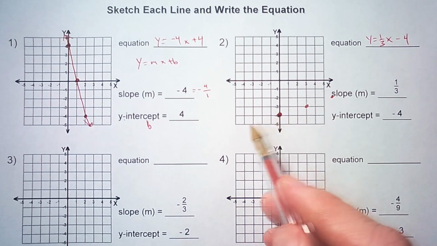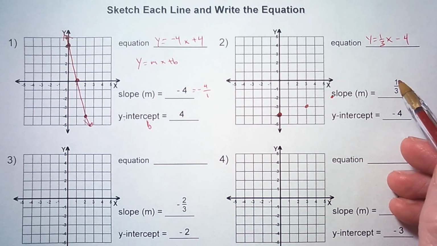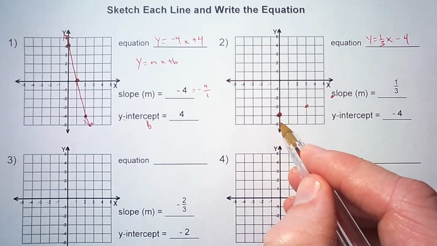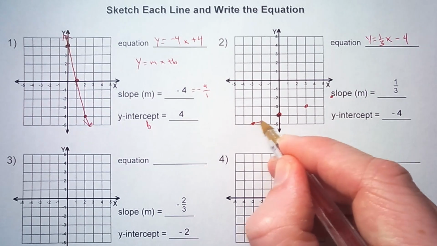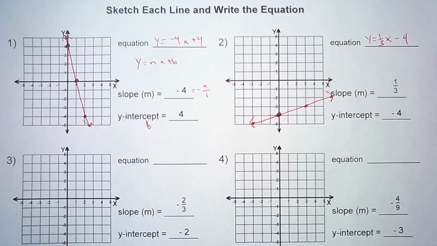Now I can fit another one going the other way, so to maintain that same slope, I can do down and left. So that would be like a negative over negative, which is still a positive. So down 1 and left 3. And then I connect my points, and there is my line.